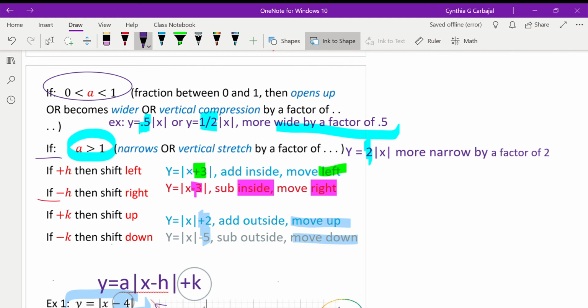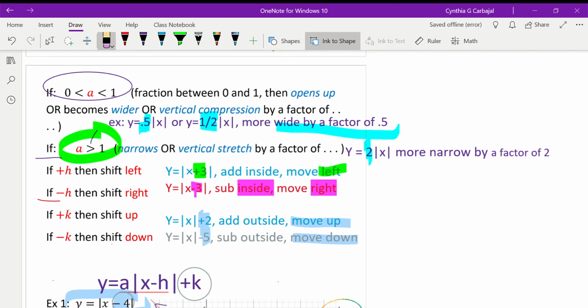Now the next part we're going to look at is if A is greater than 1. So it's no longer between 0 and 1. Here my example is y equals 2 times the absolute value of x. Well, then that would make it become more narrow, or skinnier. And it's also called a vertical stretch. So think of a gum, pulling it vertically would make it get skinnier. And the number in front of it is the factor that it's increasing by. So here it's more narrow by a factor of 2.